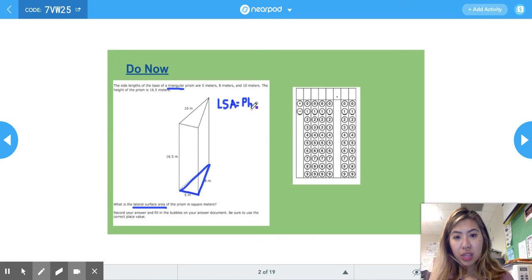So starting with the perimeter, which is the distance around the shape. Since a triangle has 3 sides, I'm going to add together 3 numbers. So in this case, we're adding together 8, 5, and 10. Since if this length up here is 10, that makes this length, the hypotenuse, also 10.